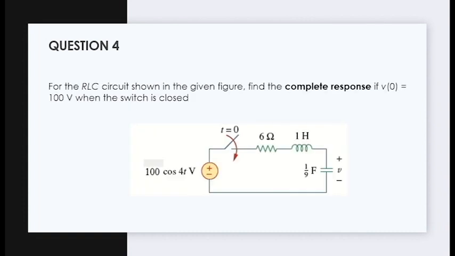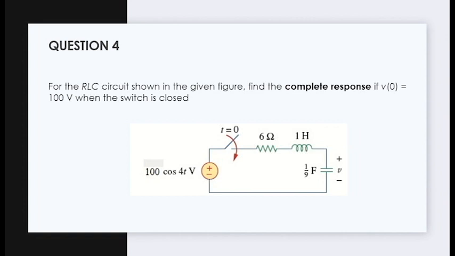This is our last question, question 4, and for this question, you need to find the complete response of the circuit given V of 0 equals 100 when the switch is closed. So basically, the initial condition is already given here.